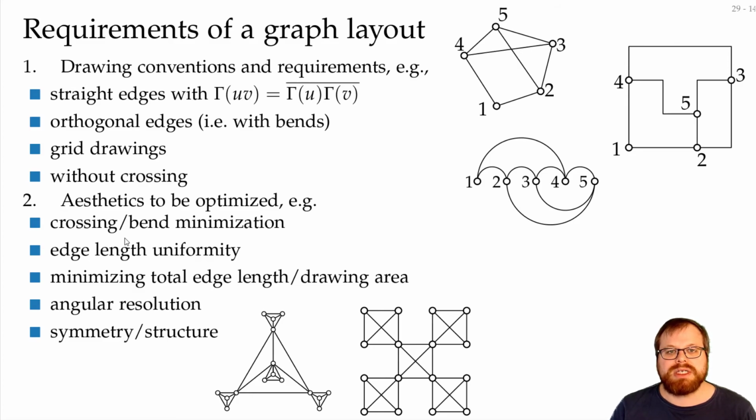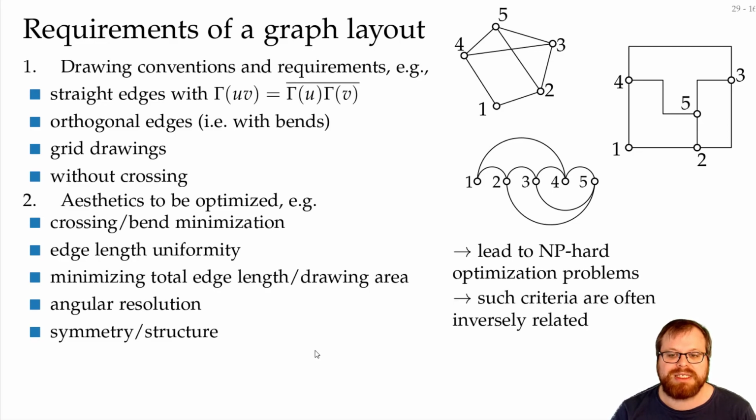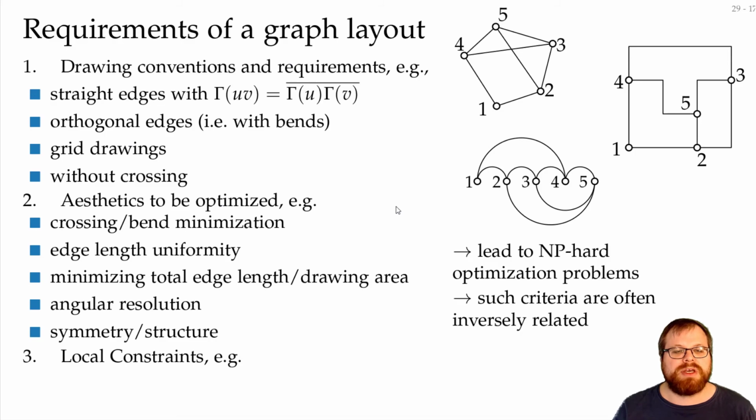There is not a single one that gives you the best drawing. It really depends on the graph. Here, allowing crossings makes it better. For other graphs, allowing crossings makes it worse. So this usually leads to NP-hard optimization problems. And then what you do is you look at specific graph classes, for which you can solve it. Or you look at different algorithms like approximation algorithms, where you only find something that is close to optimal but not optimal itself. So we have requirements, we have optimizations, and then we can also have local constraints.